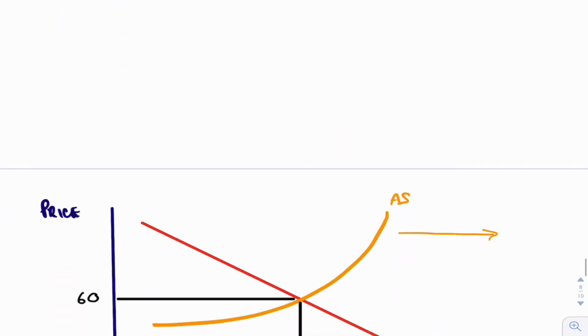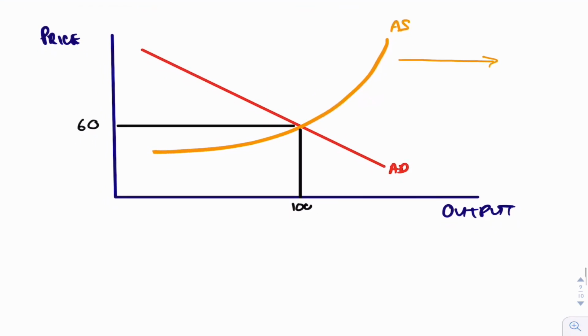Now what I want to look at is supply side policies. Now, supply side policies just means using aggregate supply, and as I've put there with the arrow, moving the aggregate supply line to the right, supplying more, creating more.